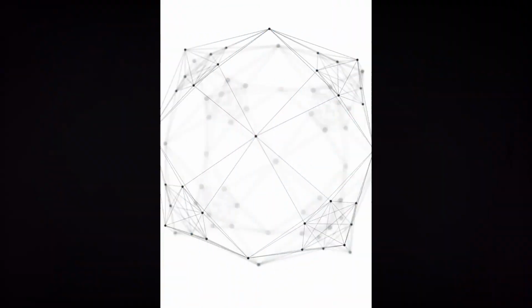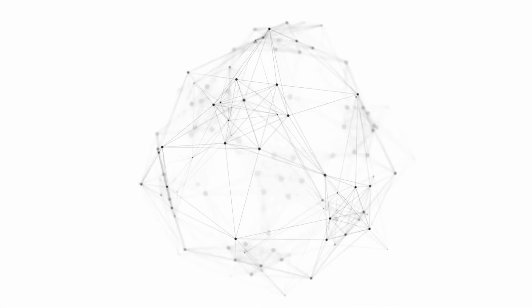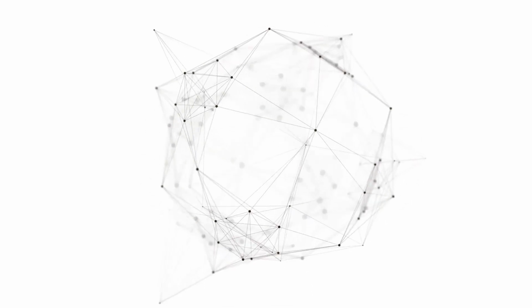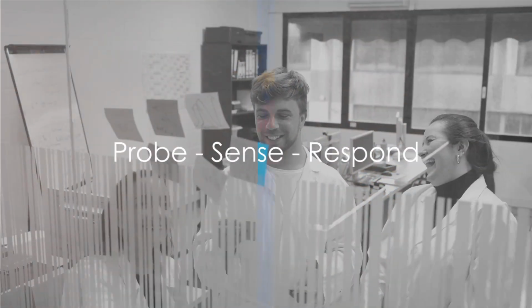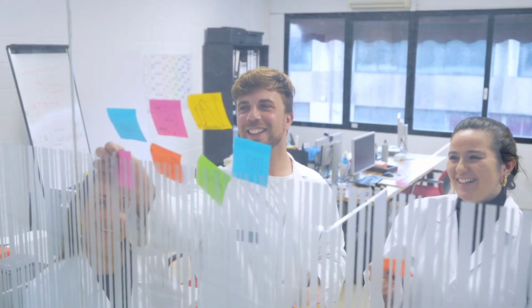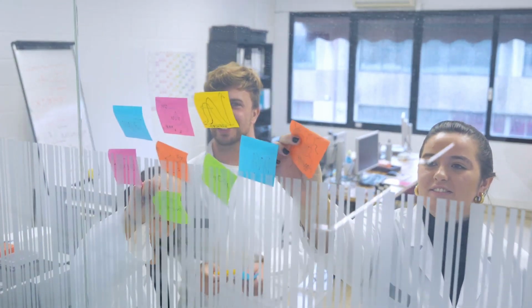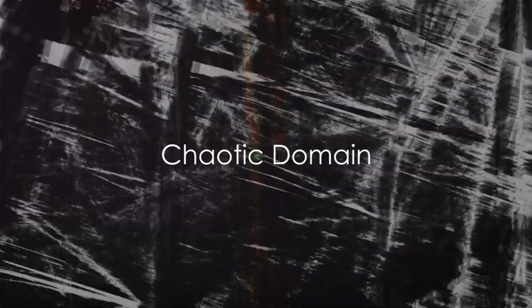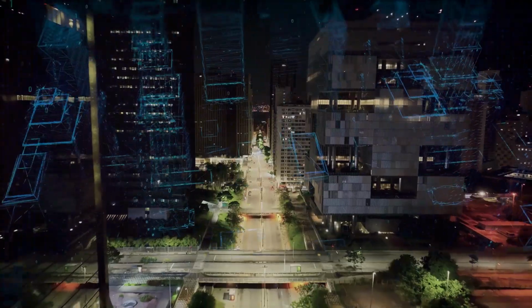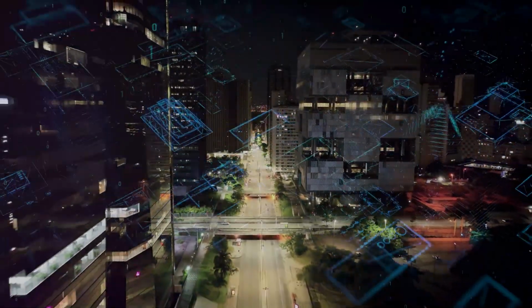solution among many. In the complex domain, cause and effect are only understandable in retrospect, and outcomes are unpredictable. The strategy is to probe, sense, and respond, essentially experimenting to see how the system reacts and then scaling up successful initiatives. Chaotic situations lack clear cause and effect relationships and require urgent action. The method here is to act, sense, and respond quickly to establish stability.